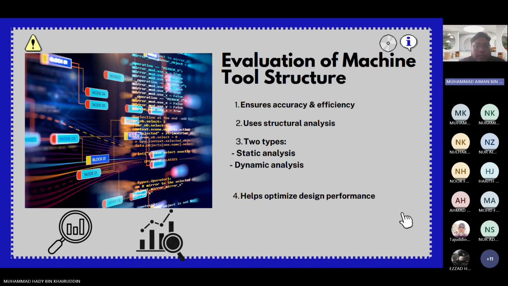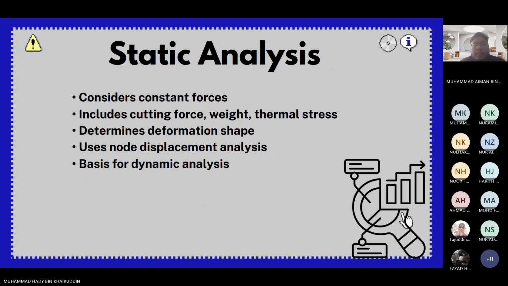We will move on to static analysis. Static analysis studies forces that do not change with time. This includes weight of machine components, cutting force, and thermal stress. The very end goal of static analysis is to know if there is any deformation in the structure.